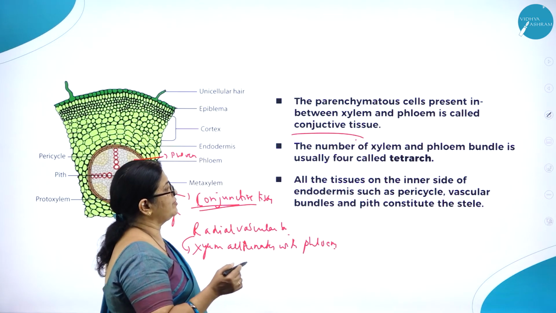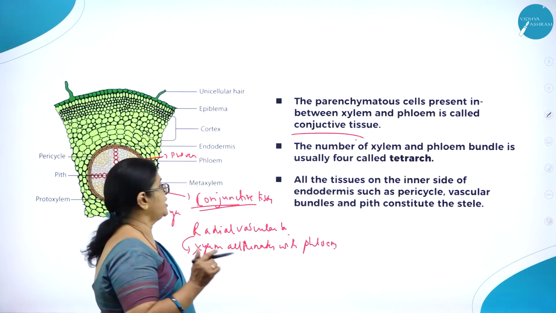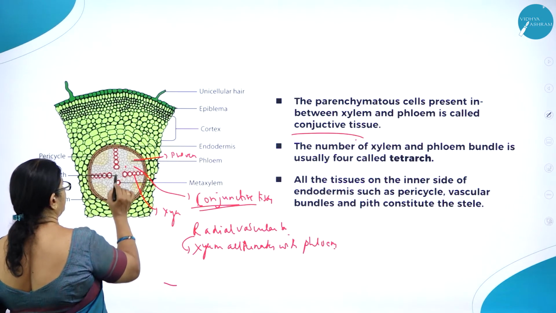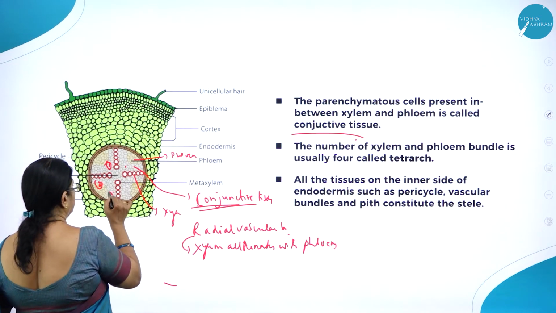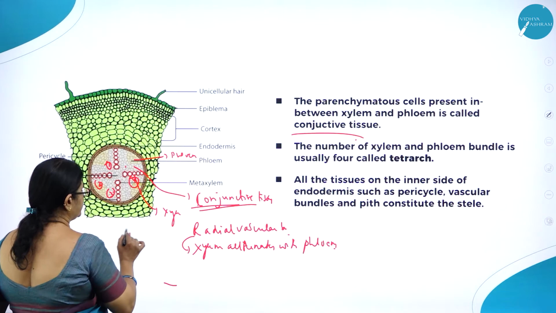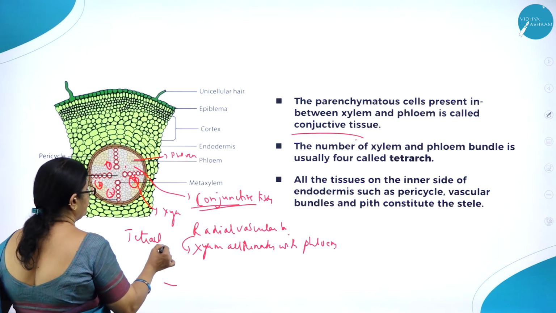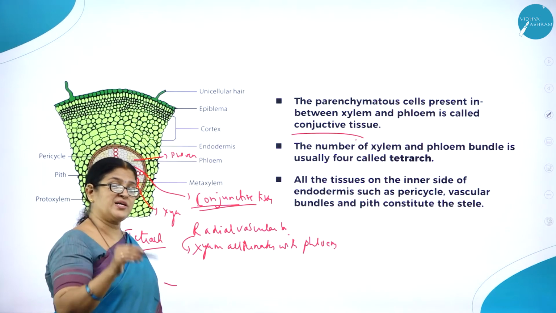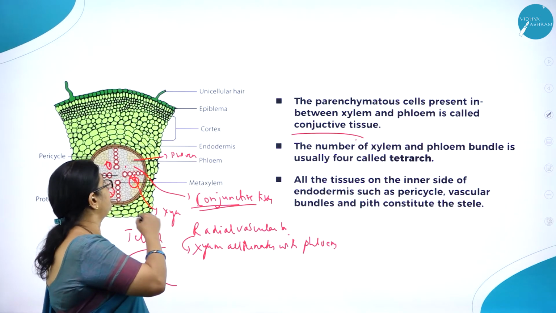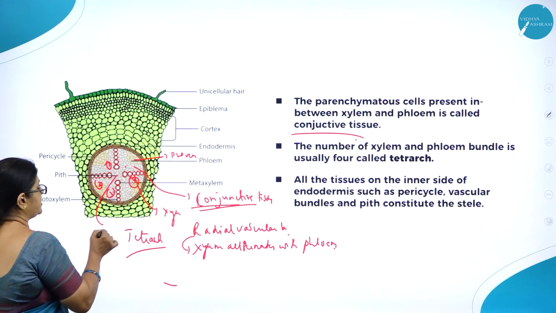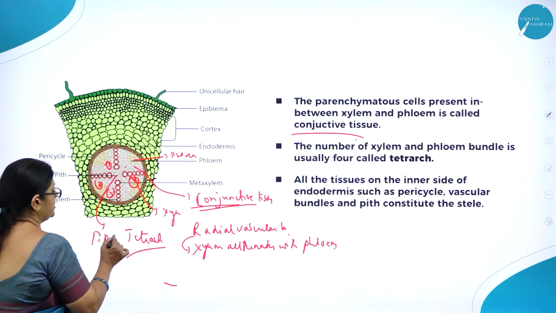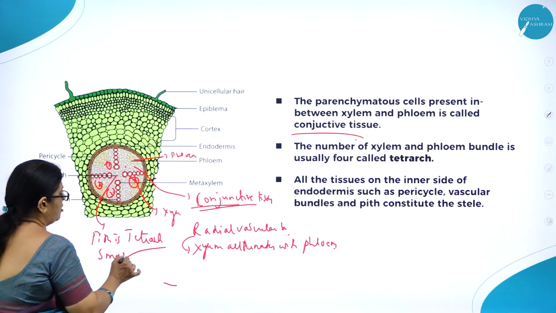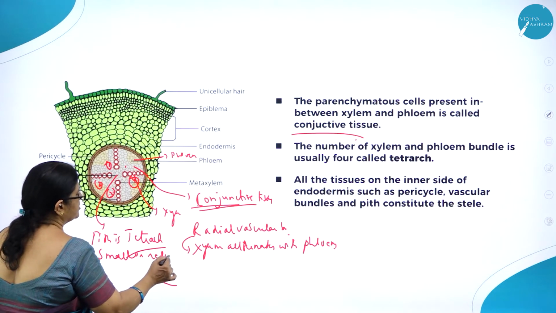The number of xylem and phloem bundles is usually 4, called tetrarch. Here you can see the 4 vascular bundles: 1, 2, 3, 4. Hence it is tetrarch. Whereas in case of monocot root, it is polyarch, and many vascular bundles are found. So this is very, very important. And here you can see the pith is small or reduced.